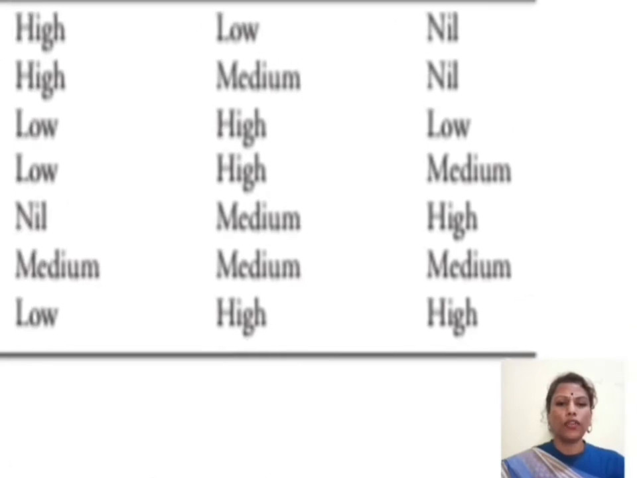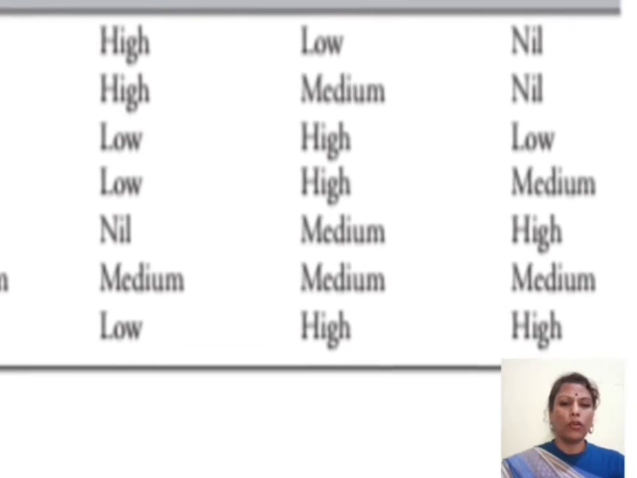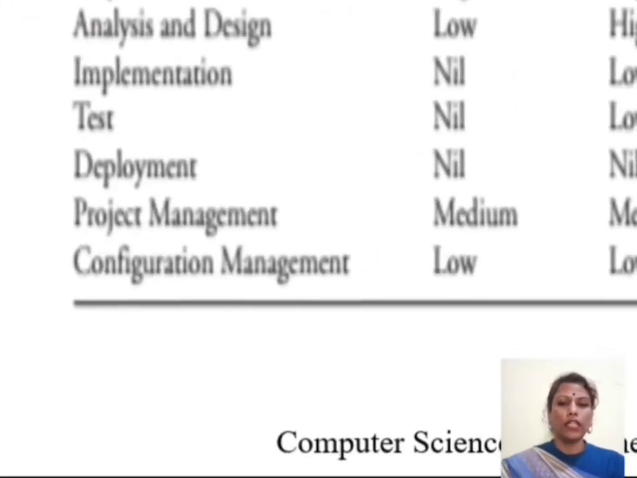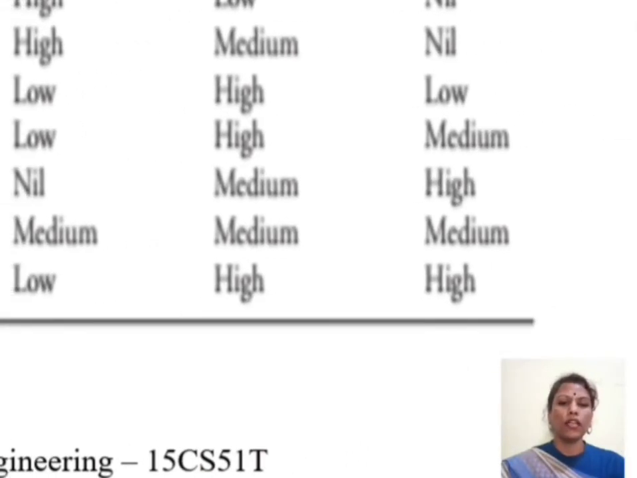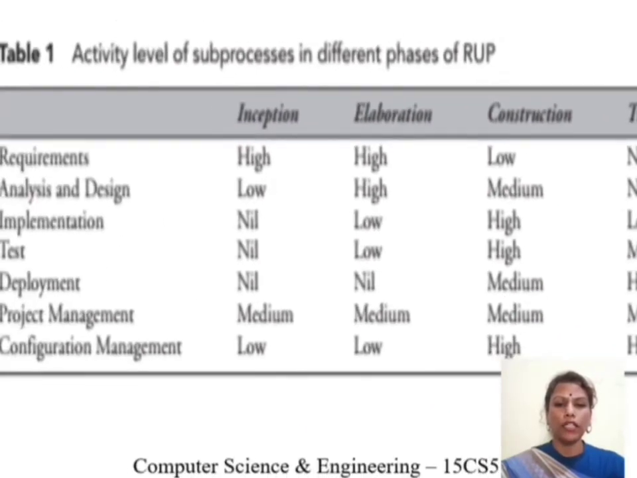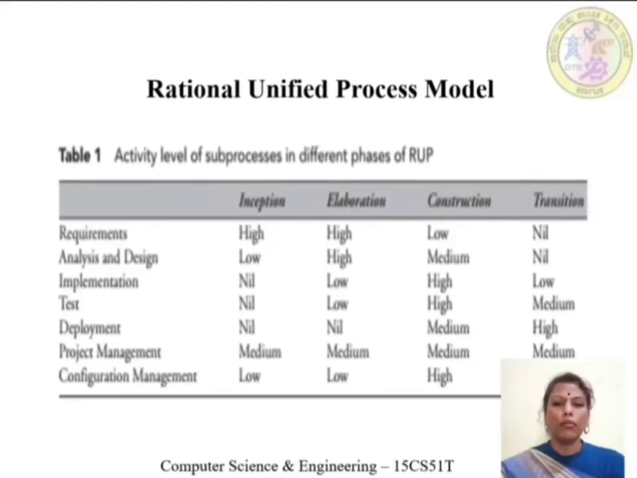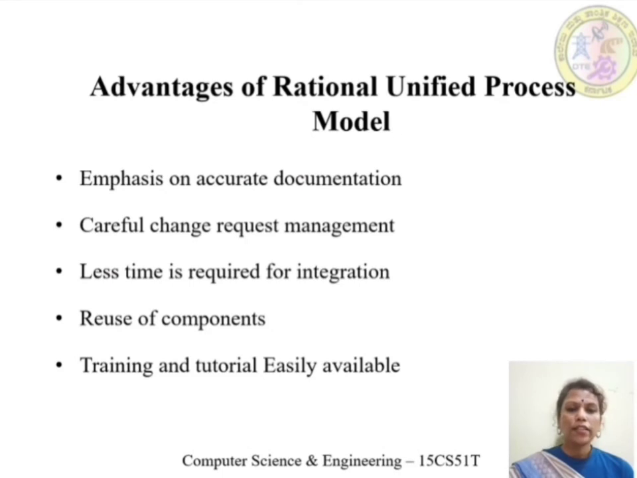Okay, and in the last phase, this is the phase where we are going to deliver the product to the customer. That's why here the deployment and the configuration management is high. Okay, so these are all the sub processes, the basic project life cycle stages which are going to be executed in each and every phase of RUP. Okay. So this is the RUP model.